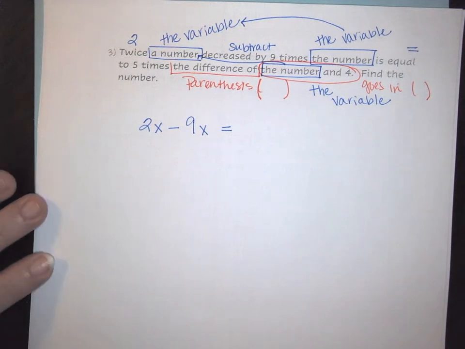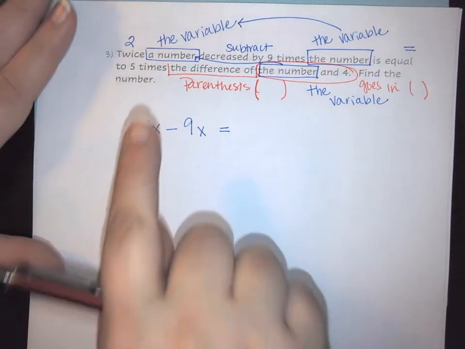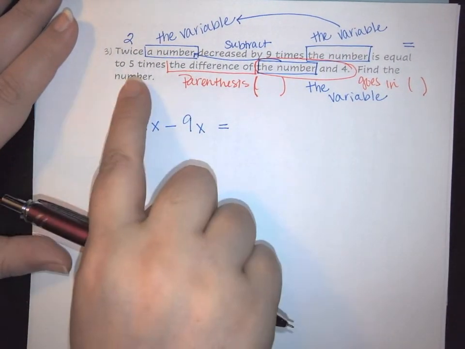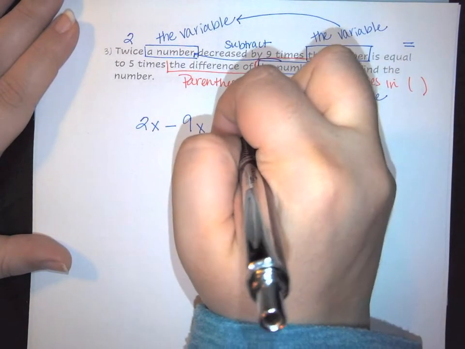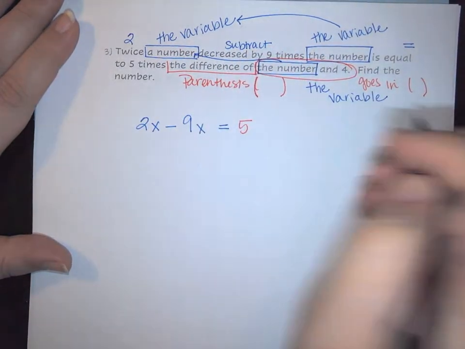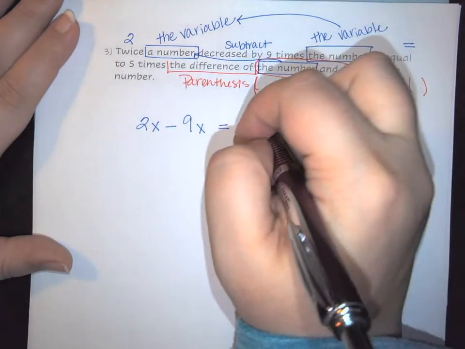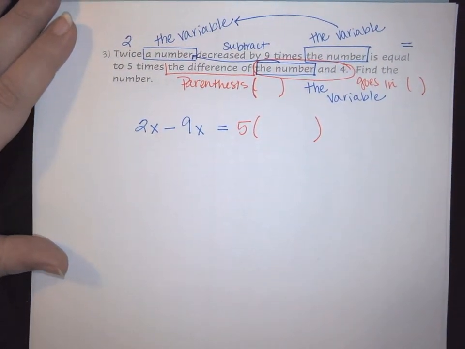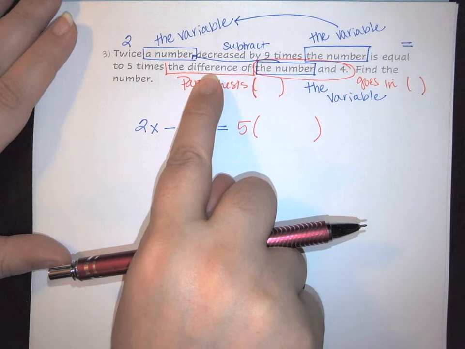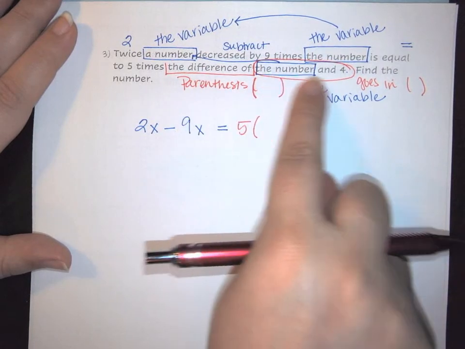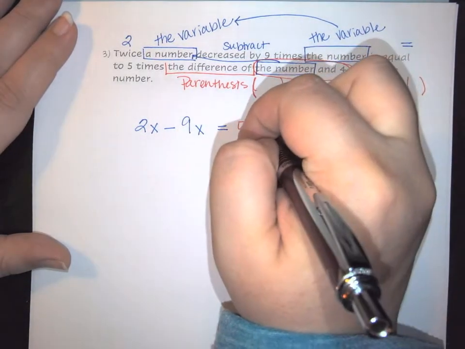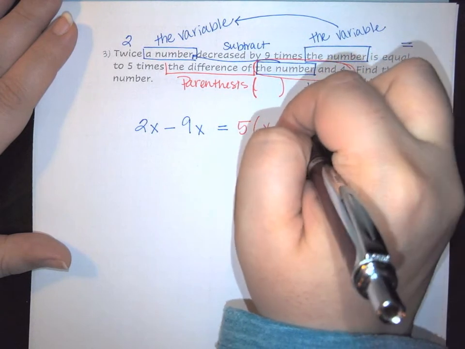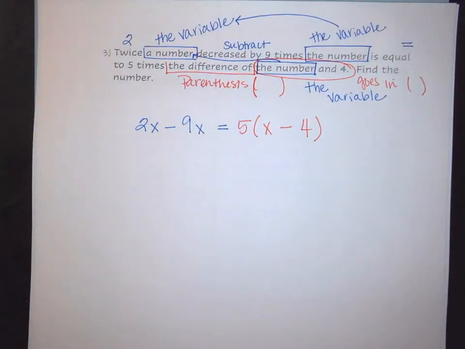So how exactly does this all work? Well, let's look at it one more time. 5 times is going to be multiply, so 5 times the difference of. So we're going to open our parentheses here. Difference means subtraction. So we've got the number and 4. So this is going to be x minus 4. Okay, so that's how you set it up.